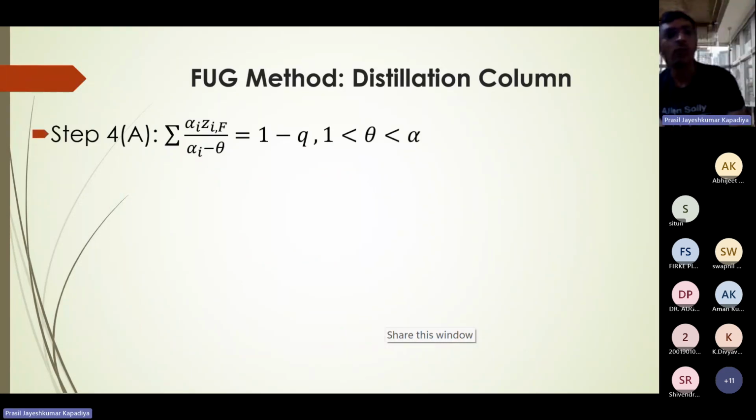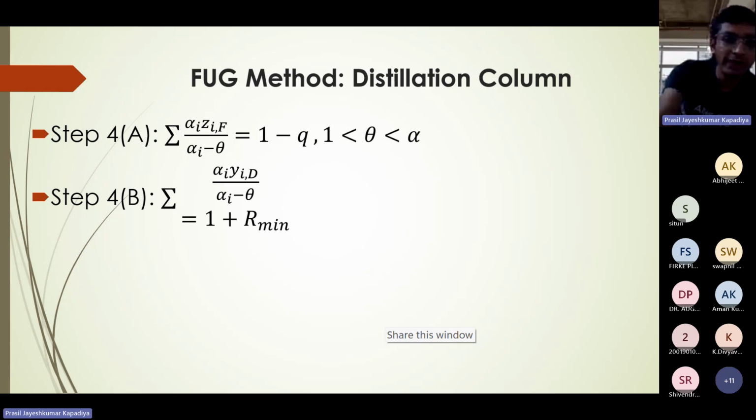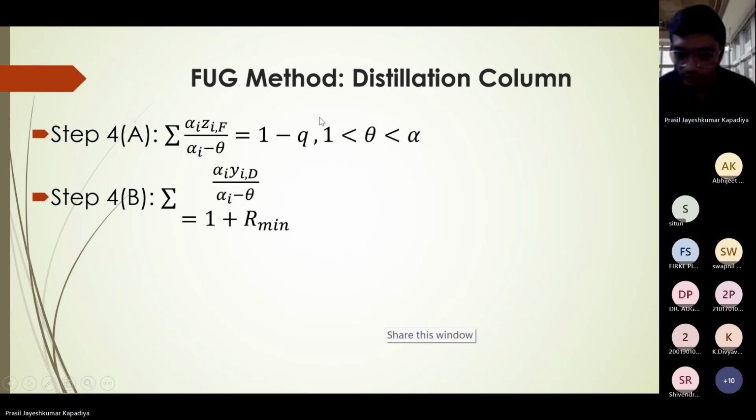Now, this is step 4, to find the value of theta. And from that theta, we can estimate our minimum reflux ratio. So before going to theta, can anyone tell me what is this Q? Equation of Q line, if anyone has studied it during your courses.